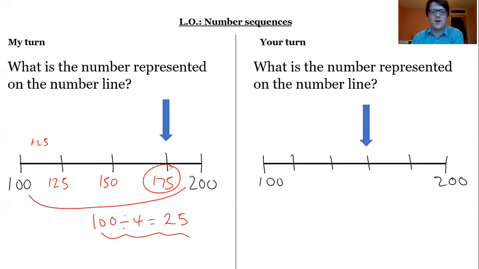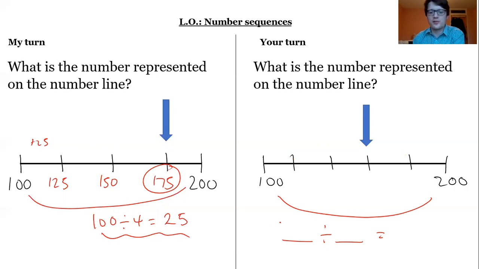You're going to have a go now at this one. Be really careful. So what's the difference here? What am I dividing by? How many steps are there? And then work out the value of the blue arrow. So pause the video now, come back in a moment.